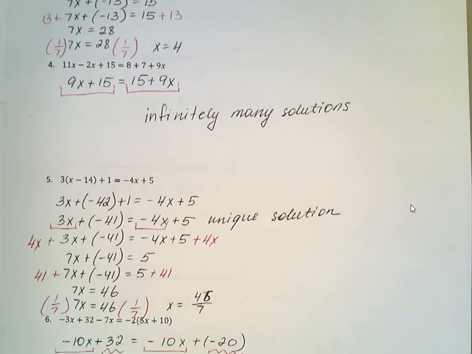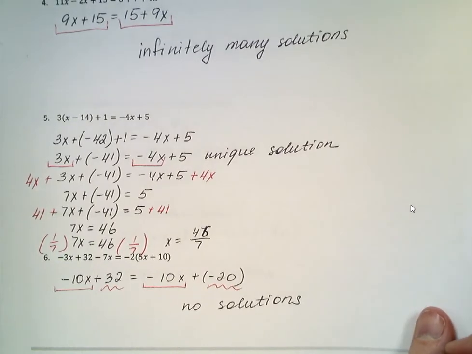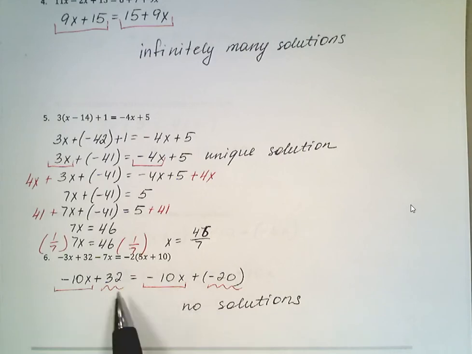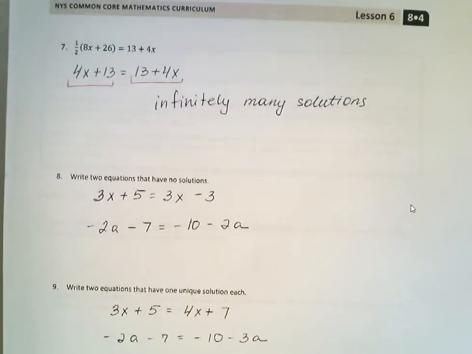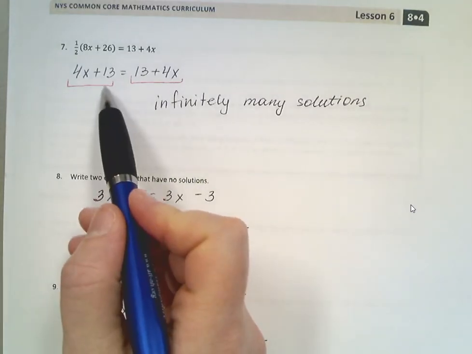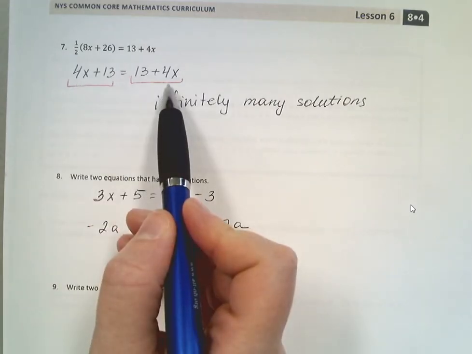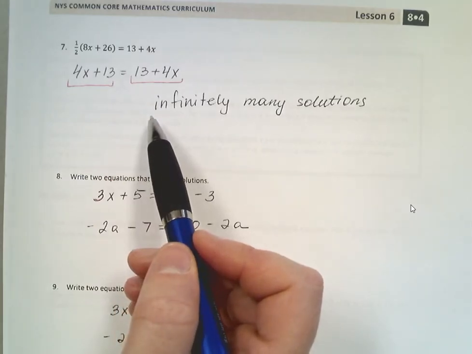For number 6, after I opened the parentheses using distributive property and combining like terms, I ended up with the same coefficient of x and different constants. That means I will have no solutions. For number 7, again, after using distributive property and combining like terms, I ended up with 4x plus 13 on both sides. It means everything is exactly the same, so I will have infinitely many solutions.